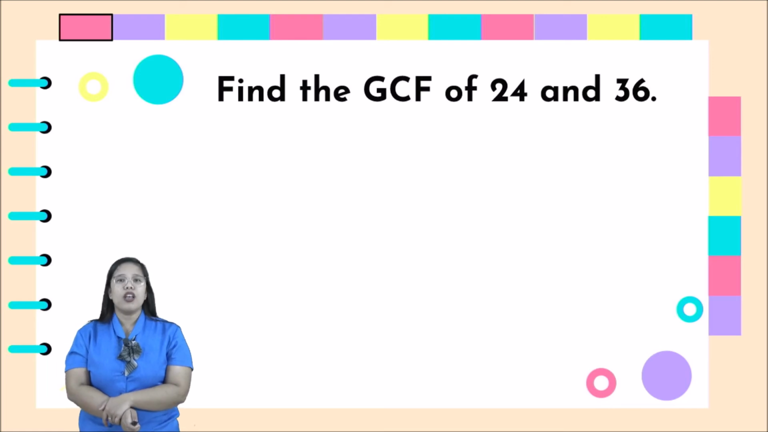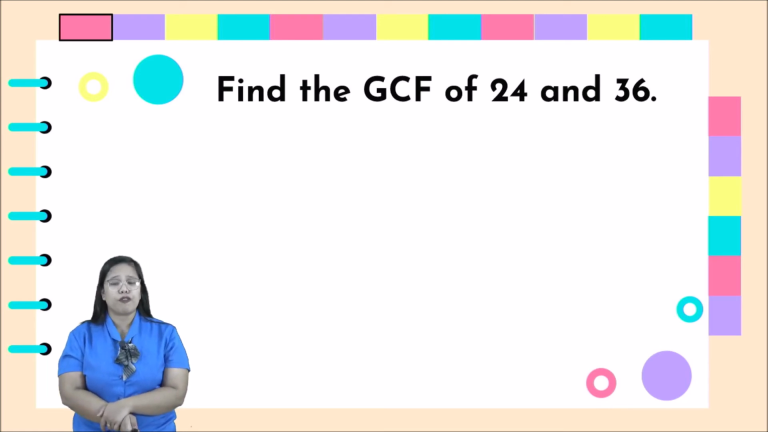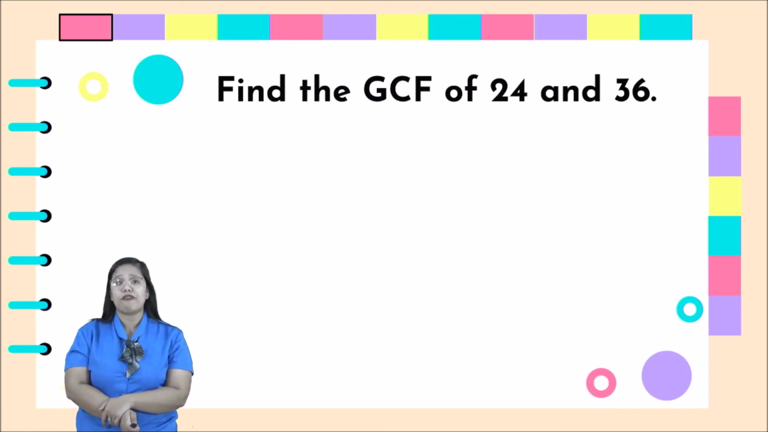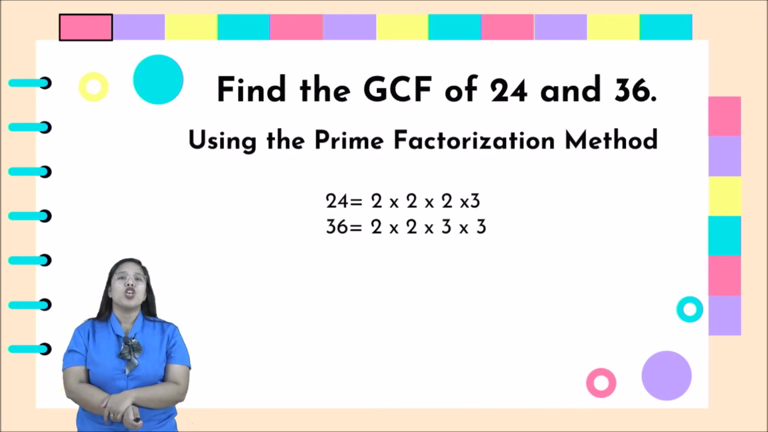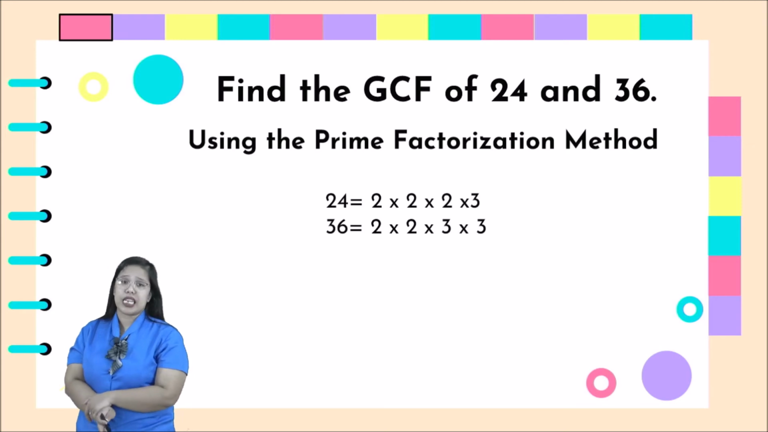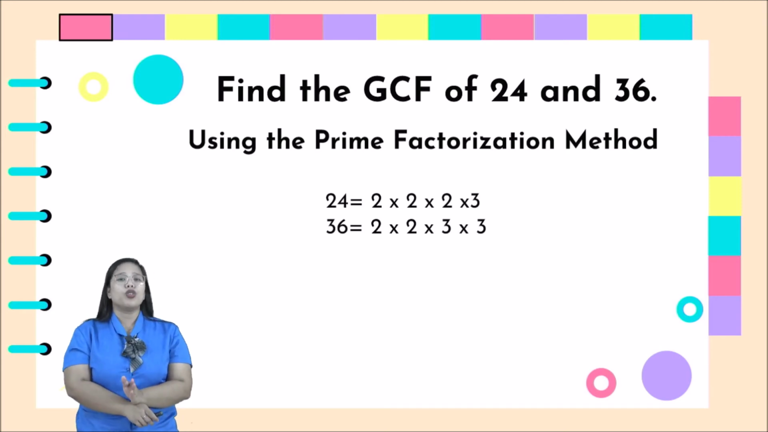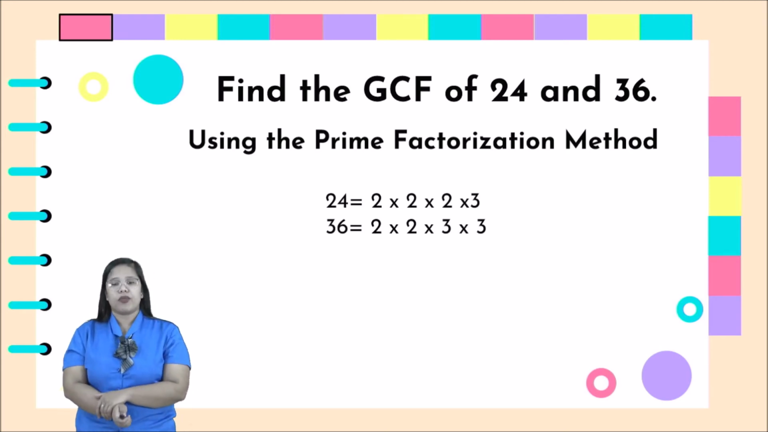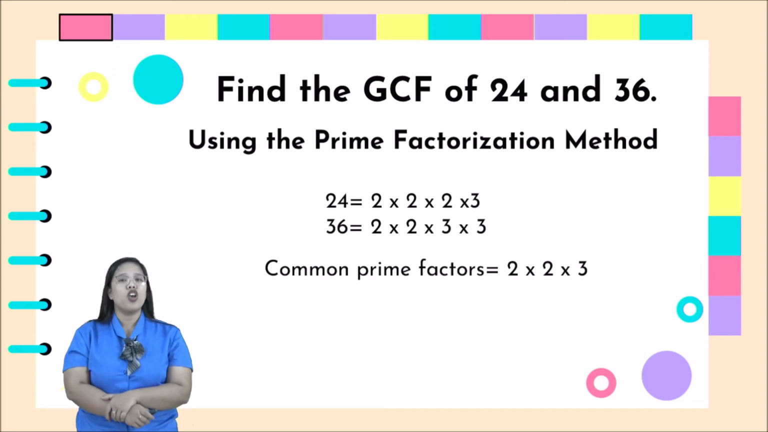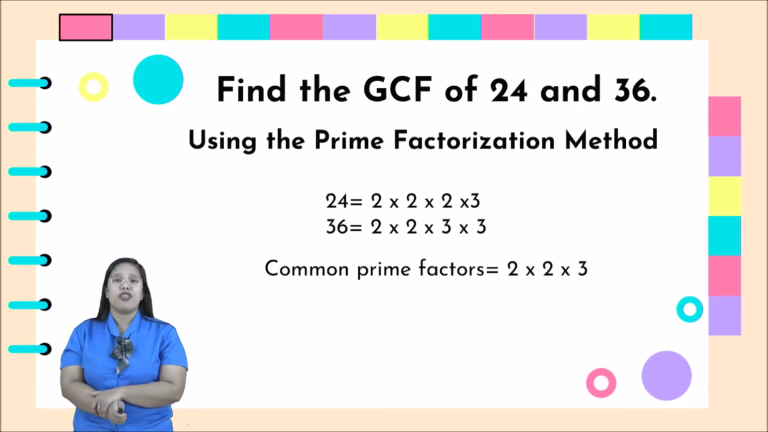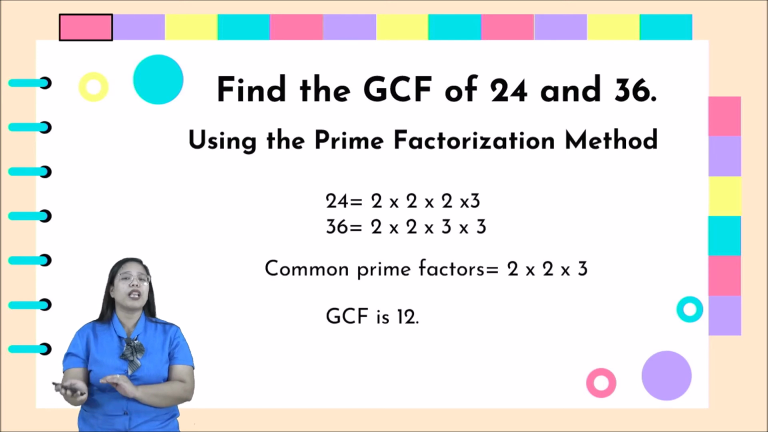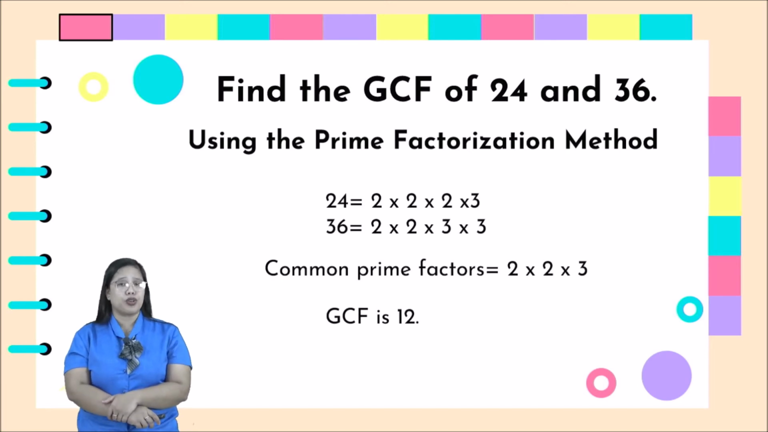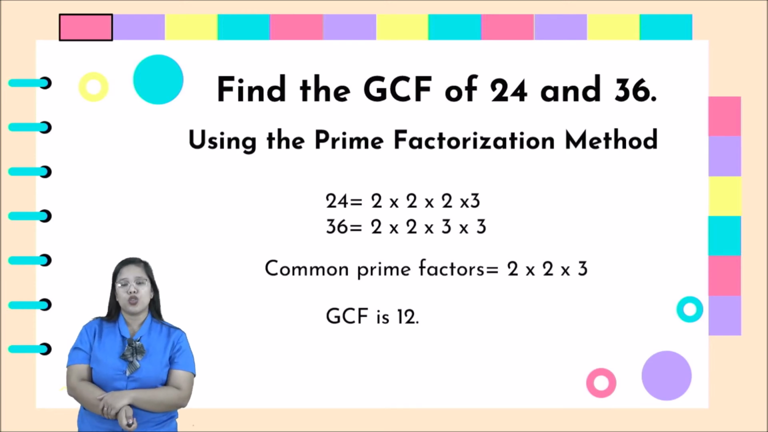Next one, find the GCF of 24 and 36 using the Prime Factorization Method. So 24 is 2 times 2 times 2 times 3, 36 is 2 times 2 times 3 times 3. So their common factors are 2 times 2 times 3. Therefore, we will multiply those prime factors. We will have 12. So our GCF is 12.